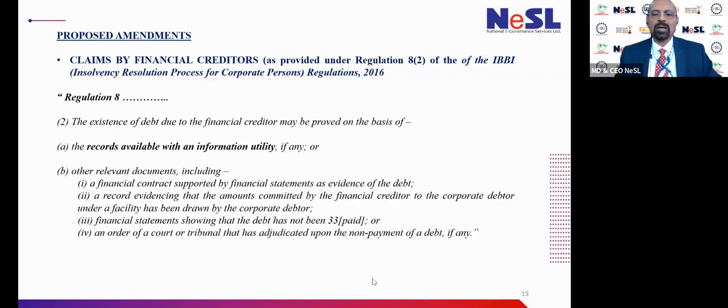So what we are suggesting is that if the records of information utility can be used, it will be of great help to the IP, because he does not have to look beyond the information utility. And in any case, for financial creditors, information is mandatory under the code to submit. So this information is already there, and that can be readily used. More important, this information is submitted with the digital signature of the submitter. So it has legal validity.